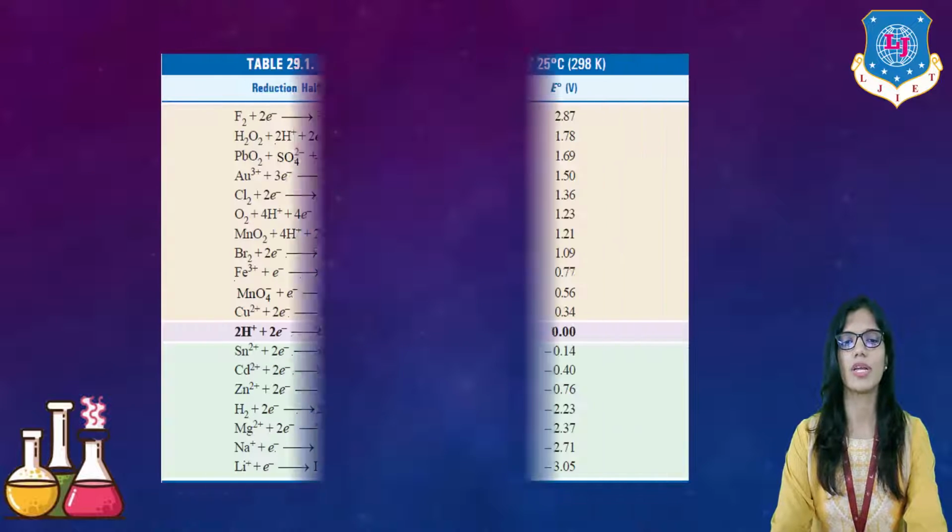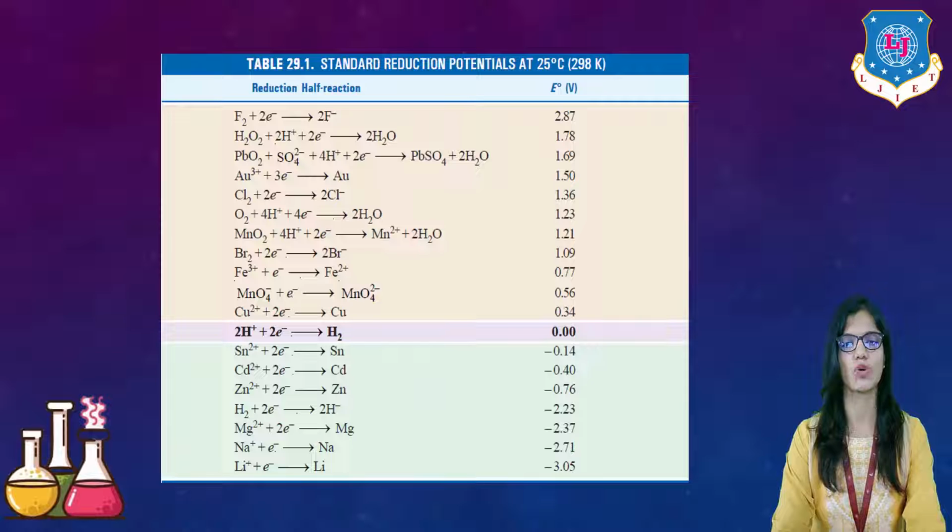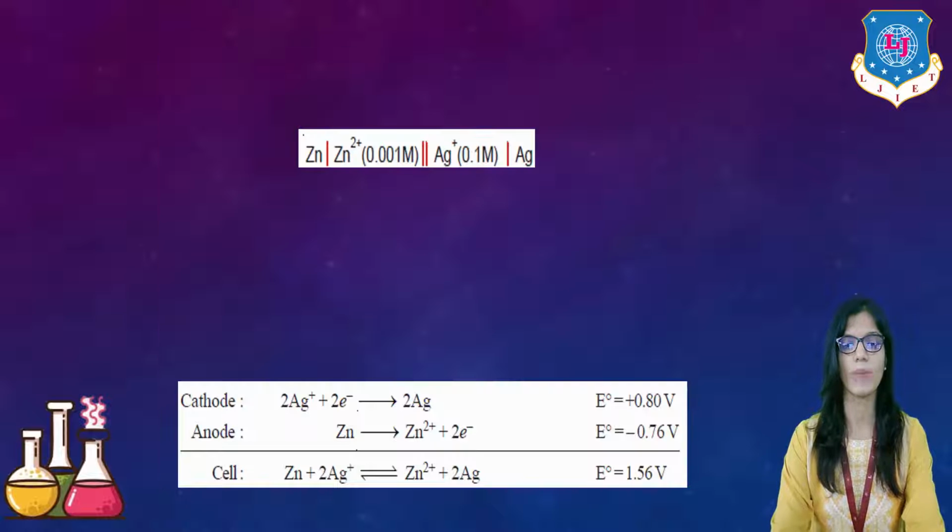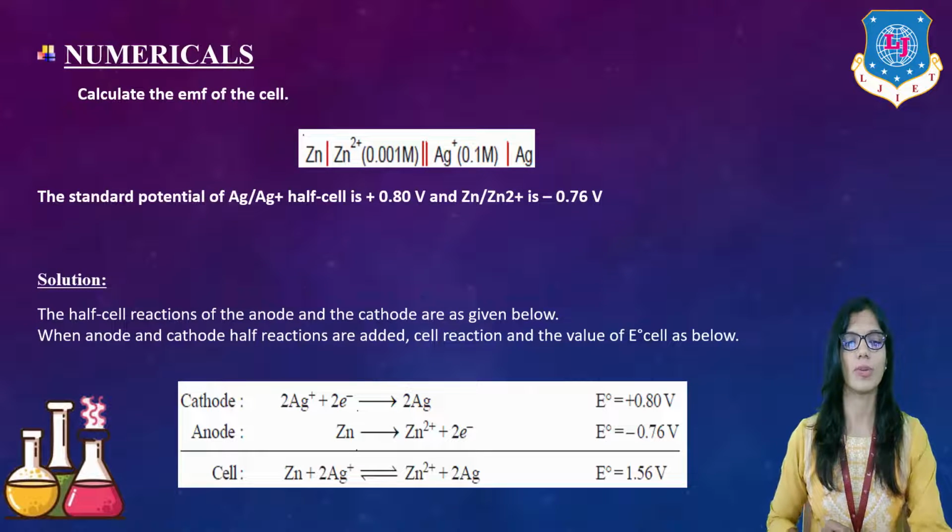This particular table shows standard reduction potentials at 25 degrees Celsius or 298 kelvins. Right? For different reactions, I have shown you different ones. For hydrogen, that is 2H+ plus 2 electrons gives H2, you will get 0 potential. Okay. Now let's take a look at a numerical.